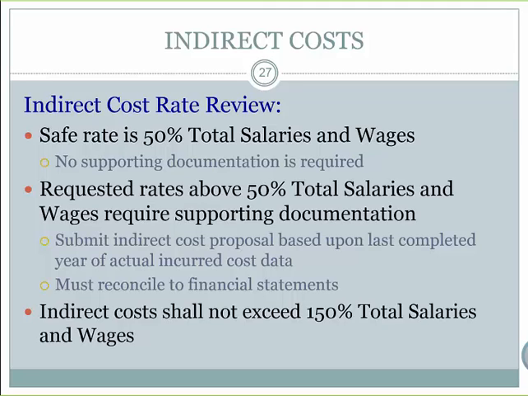Okay, so your indirect cost rate. Safe rate, easiest thing for you to do, 50% total salaries and wages. No supporting documents required, nothing. Just put it in the budget, do the math correctly, and you're good. If you're asking for more than 50% of total salaries and wages, then you're going to need to supply an indirect cost proposal. It's going to have to be very well done. It's going to have to be accurate. It's going to have to be based upon your last year of incurred cost data.